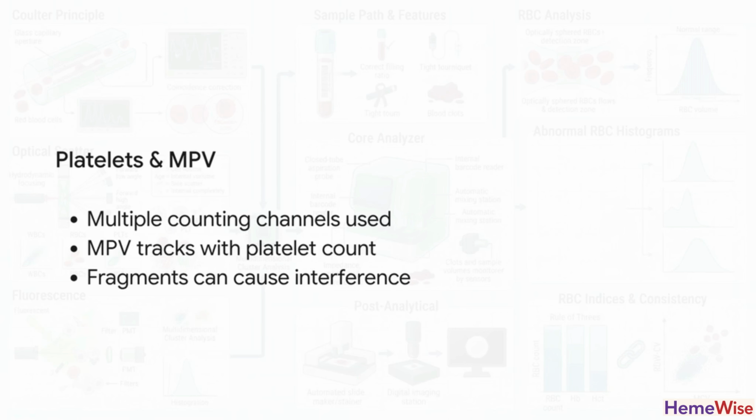We also look at the MPV, the mean platelet volume. It's a great clue. If platelets are being destroyed out in the periphery, the marrow panics and pumps out large young platelets, driving that MPV right up.